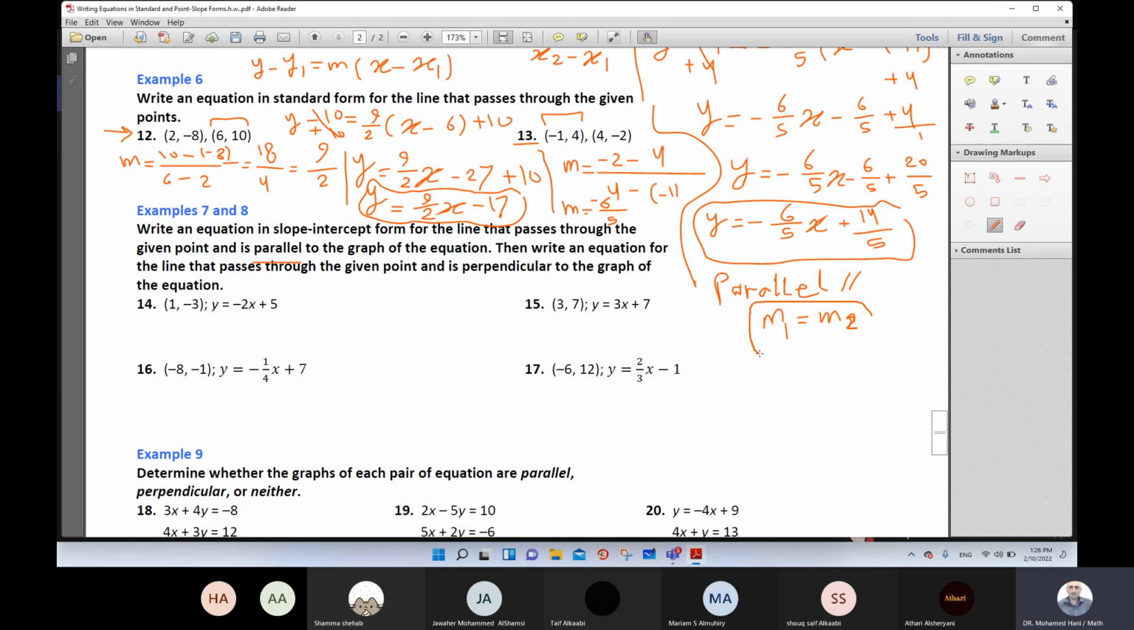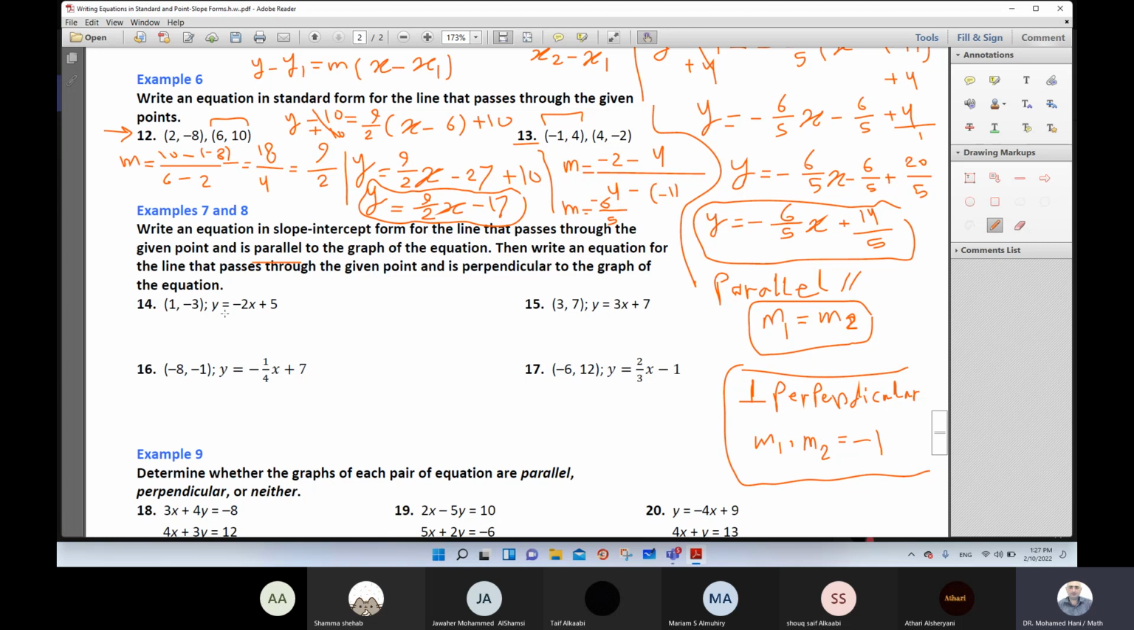When the slope of the first line equals the slope of the second line, it means we have parallel lines. And perpendicular lines: if you multiply the slope of the first line by the slope of the second line and you get -1, it means the two lines will be perpendicular.